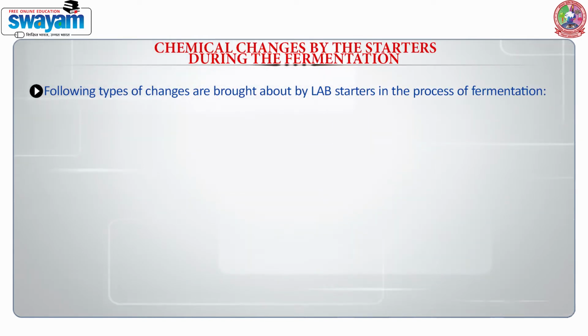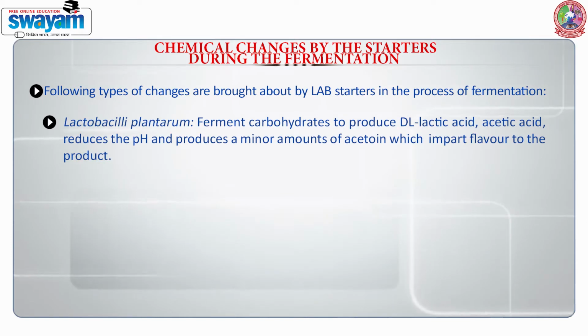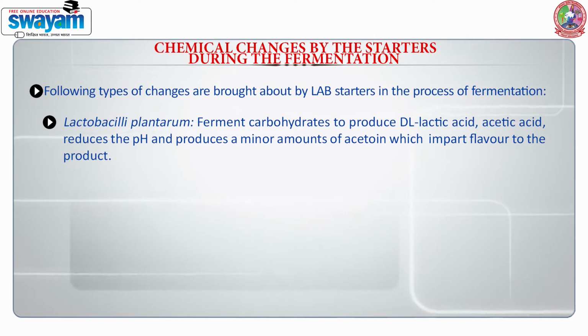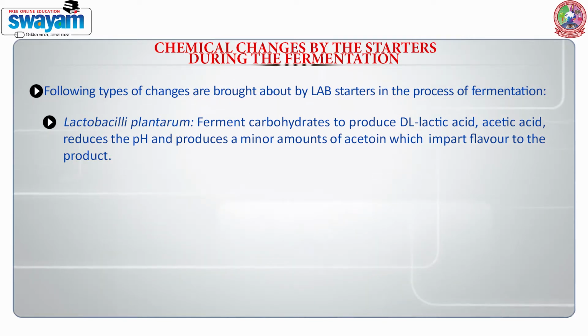There are certain chemical changes brought about by the starter culture during the fermentation, and mostly it is the production of lactic acid, acetic acid, that reduce the pH and also produce a minor amount of acetone, which is the prime substance imparting flavor to the final product.